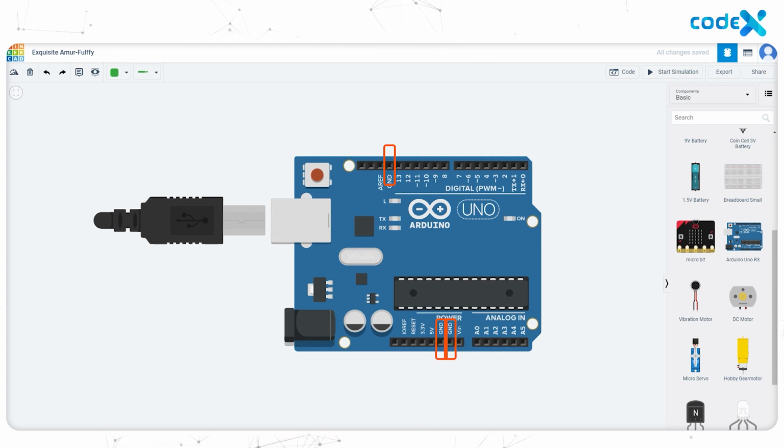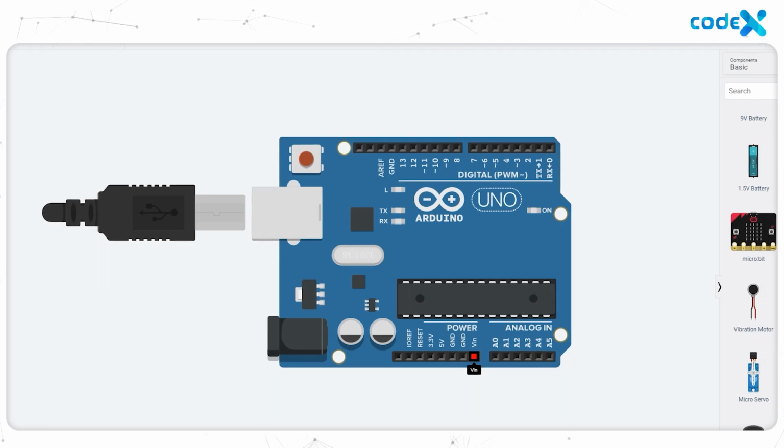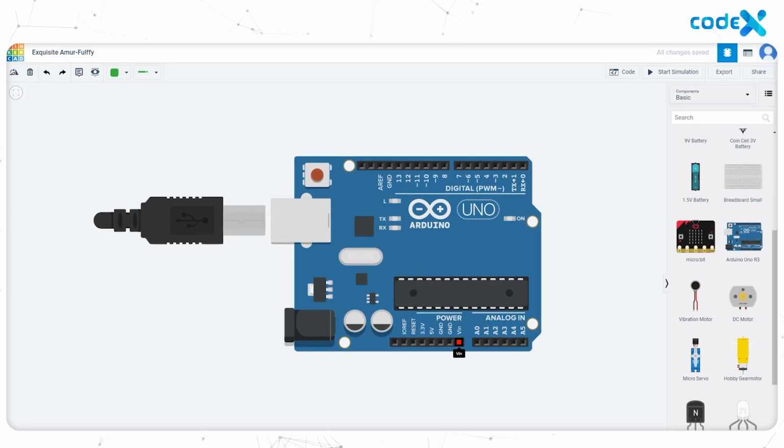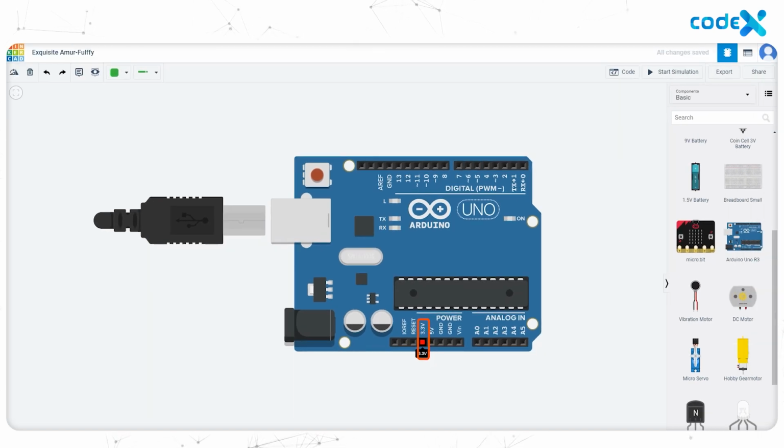The ground pin acts as the negative terminal of a battery, or low in a digital system. Among the power pins, the V-in pin has the same function as the barrel jack. We can power up the Arduino using the V-in and ground pins. Now simply, the 3.3 volt pin is used to power up devices that can handle a maximum of 3.3 volts. I hope you got an overview of the Arduino Uno.